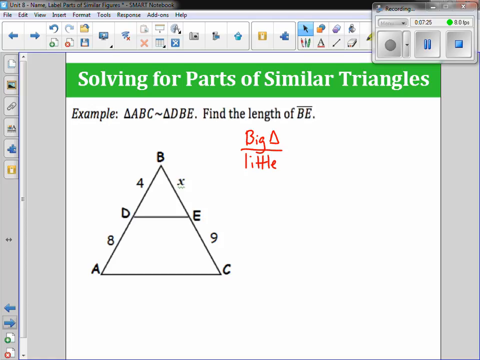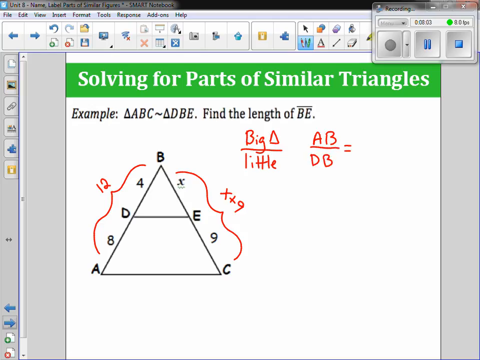Our second example is similar triangles, where I'm comparing large triangle ABC to small triangle DBE again. This time I want to find the length of BE. I don't know the entire length of my large side, so I need to fill those in. AB is 12. And in order for me to find BC, I need to add together the x plus the 9. So when I set up my proportion, I have AB compared to DB.